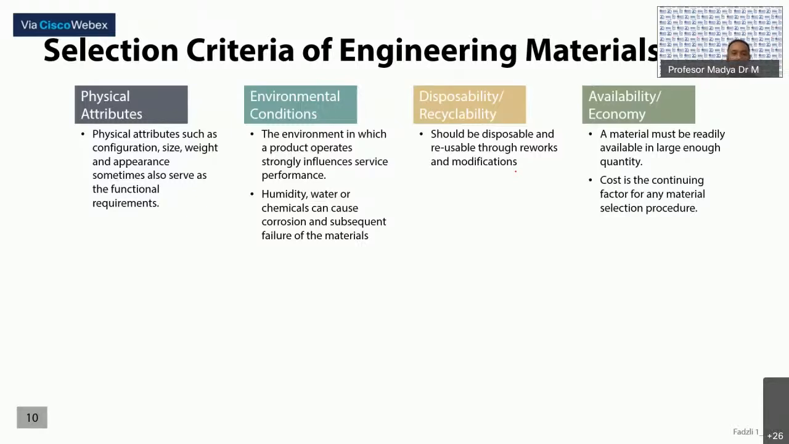And then availability and economy. This is also important. If you choose a material that is not available in Malaysia, there is no point. So you must choose a material that is available in Malaysia, or if not, one you can get somewhere. And then of course the economy. We do not want to choose a material that is too expensive. For example, you would not choose titanium for just a chair. No point, useless.